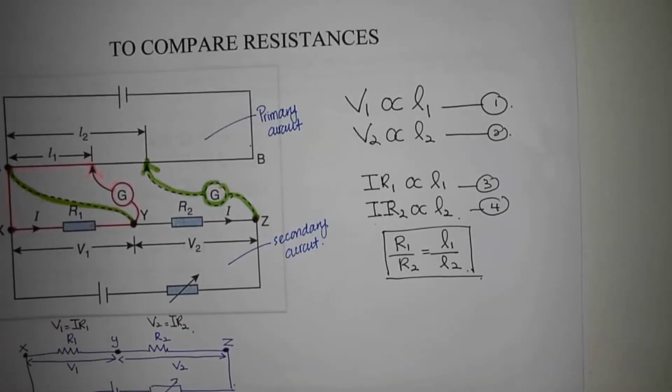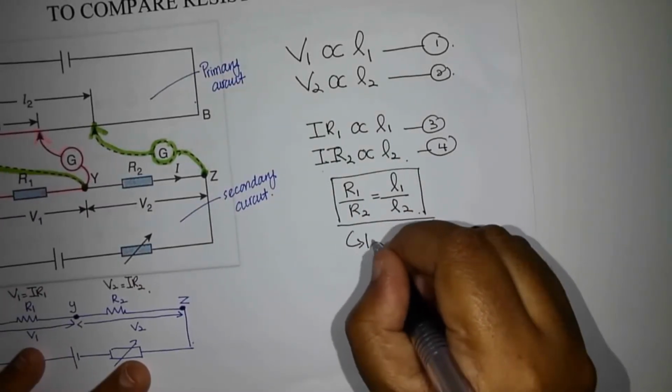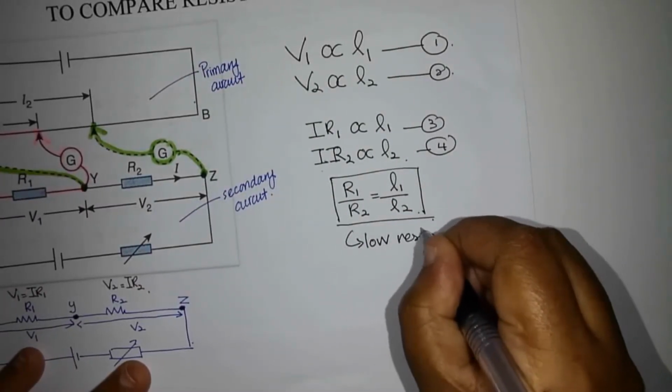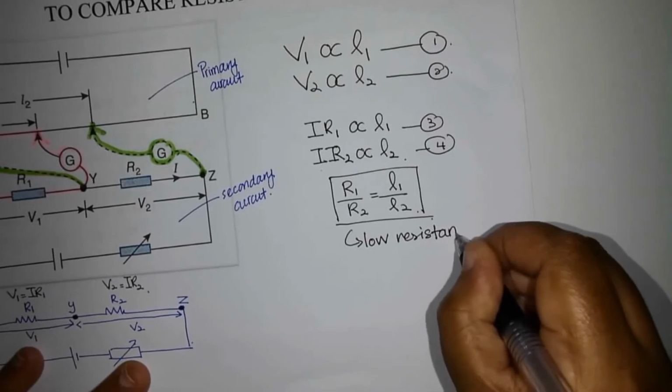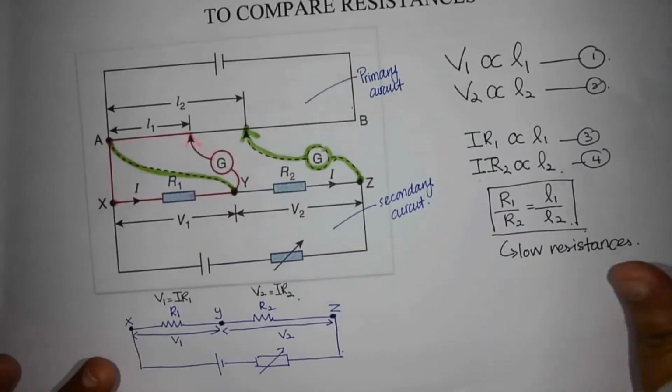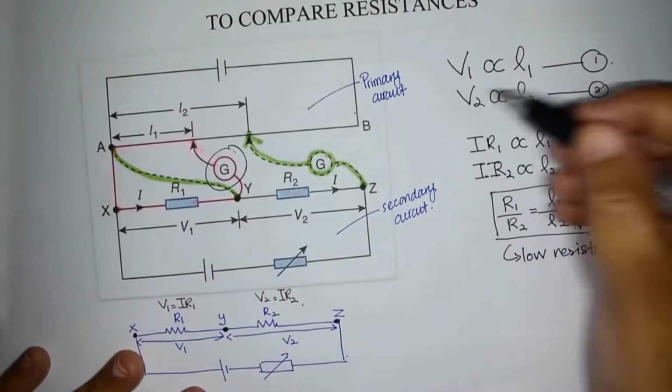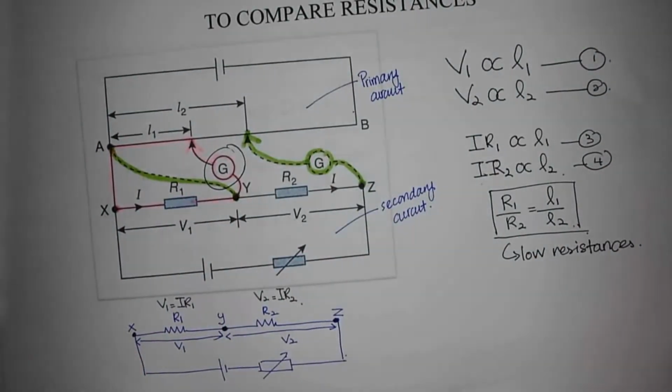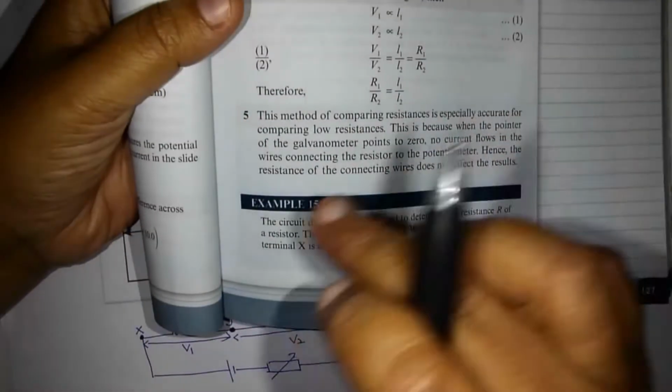This method of comparing resistance is especially accurate only for low resistance. Why low resistance? Because when the pointer of the galvanometer points to 0, no current flows in the wire connecting the resistor to the potentiometer. Hence, the resistance of the connecting wire does not affect the result. It's actually in your textbook in point number 5.